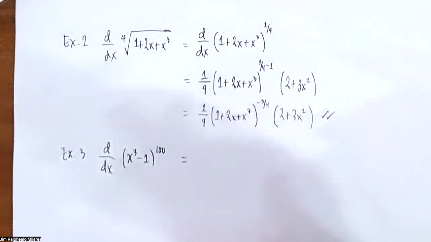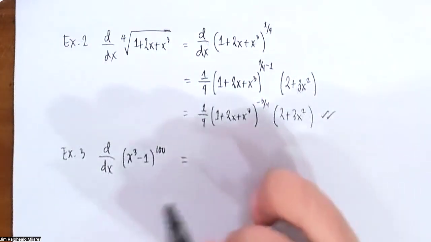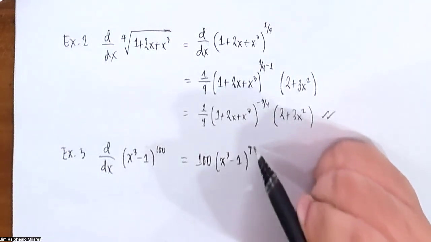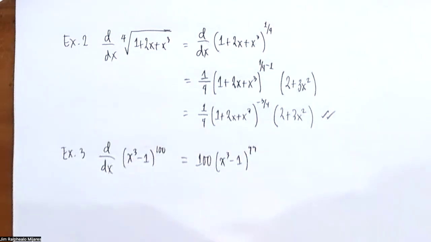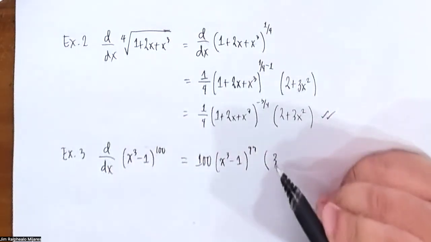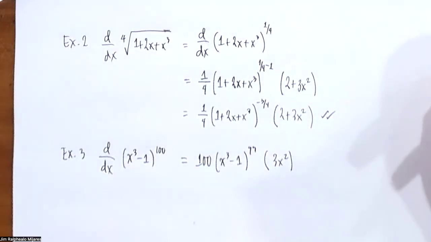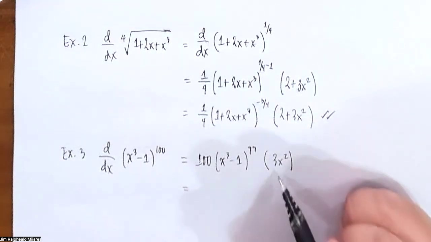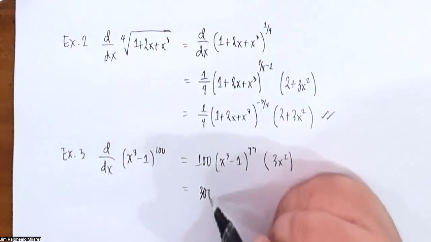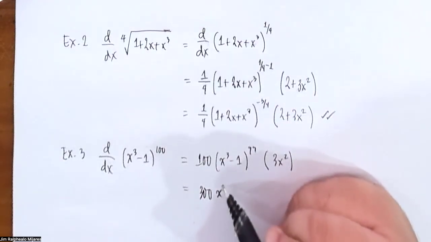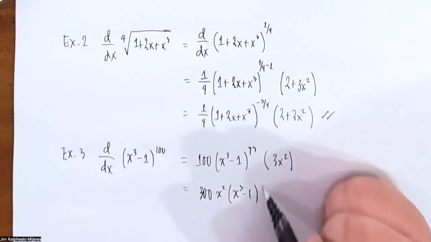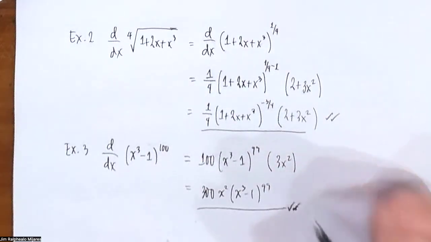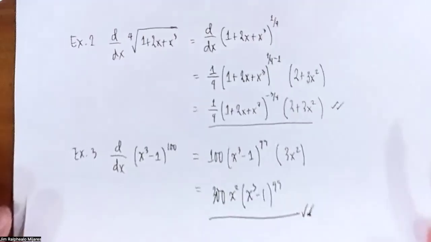How about something like that? Again, find the derivative of the pregnant woman and the baby. So this is a power rule. So this is 100 x cubed minus 1 to the 99. Then we multiply by the derivative of the baby, which is 3x squared. You can leave it like this, right? But it's best practice to put all of the coefficients in front. So the 3 multiplies with the 100 here, so it becomes 300. You can write the x squared, then write the x cubed minus 1 to the 99. Okay?